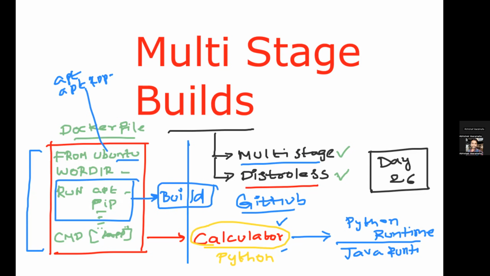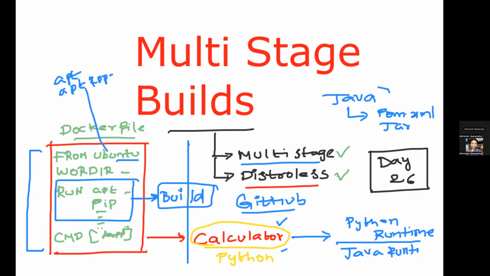To build your application, let's say you are building a Java application. To build your Java application, you might want hundreds of Java libraries that you put in your pom.xml, or you might require a lot of jar files while building your Java application.